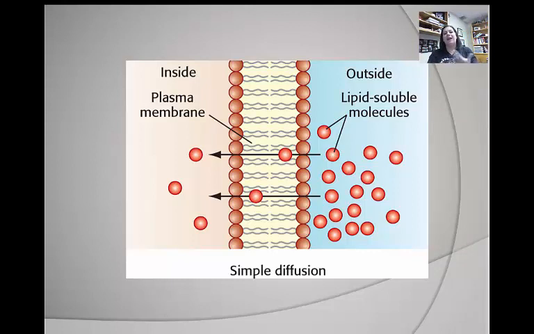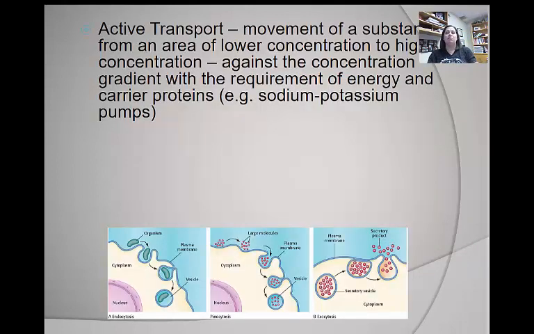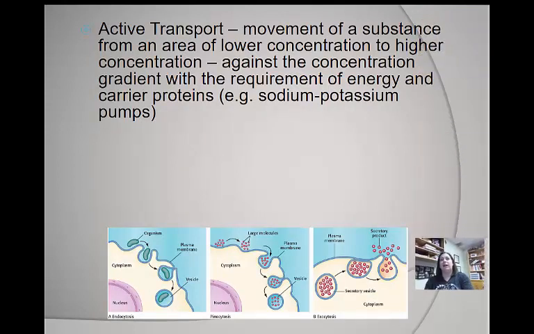On the other hand, active transport means that you do have to do work. The cell has to do work. So active transport is the movement of a substance from an area of low concentration to an area of higher concentration. Now, this is against its gradient.